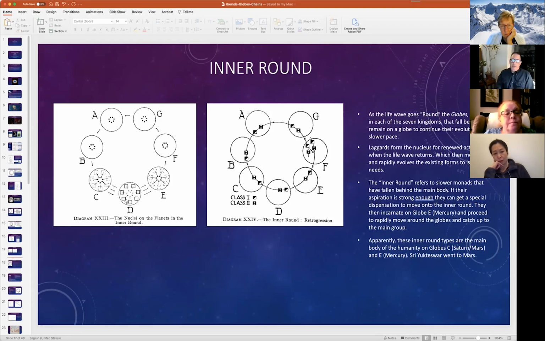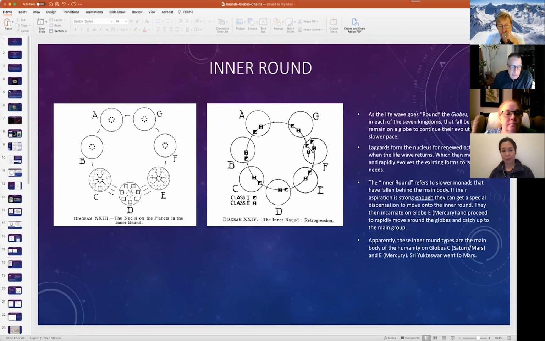Basically, the Logos is another name for Manu, because a Logos is a type of Manu. Basically, what one finds is that all the Logoi are forms of Manu. There's round Manus, chain Manus, root race Manus, globe Manus, scheme Manus. So as the life wave goes around and around these globes, each time there's some group again that couldn't keep up, so they stay there, and they form the nucleus when the life wave comes back around. Then the forms that they provide get rapidly moved into and evolved according to the needs of the life wave as it's passing back through.